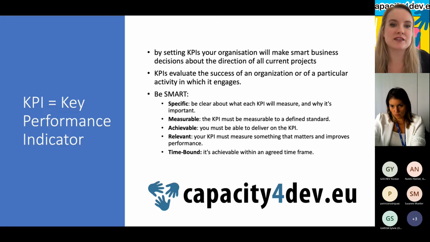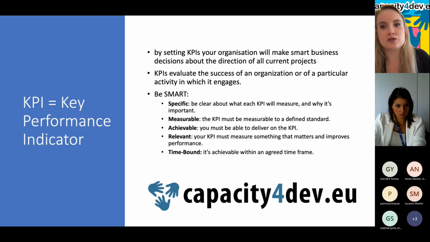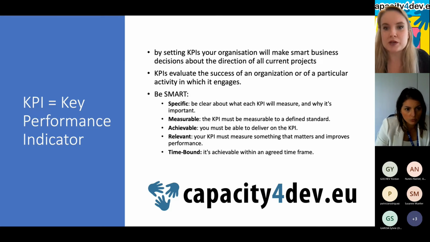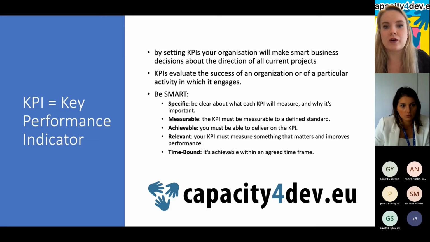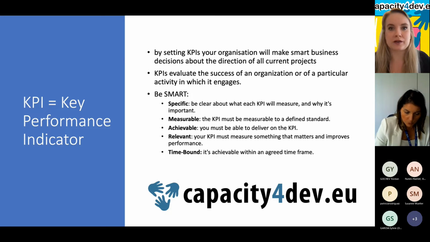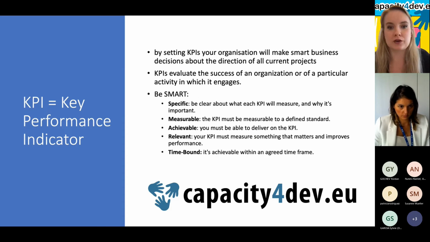But be smart, in the sense of being specific, measurable, achievable, relevant, and time bound. So usually, when it comes to success, such as the objective that you want to achieve, you should always be specific, so that you are able to say why it's important, or be clear about what each KPI will measure. It should definitely be measurable. So as we said, you should define a standard, for example, 200 views per day, or 300 views per week or month, depending on your objective.